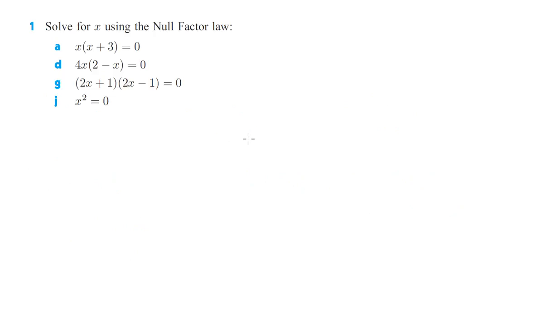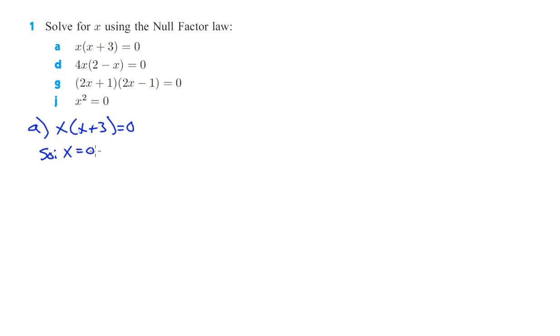Okay? All right, so let's move on to the next example. We've got number 1. It says solve for x using the null factor law. Basically, the null factor law is that we know x times x plus 3 has to equal 0. If you have two or more things that are multiplied together and you want the result to equal 0, you know that if either one of these things equals 0, then you're going to end up with 0 at the end. So our answer will just be what makes this equal to 0.